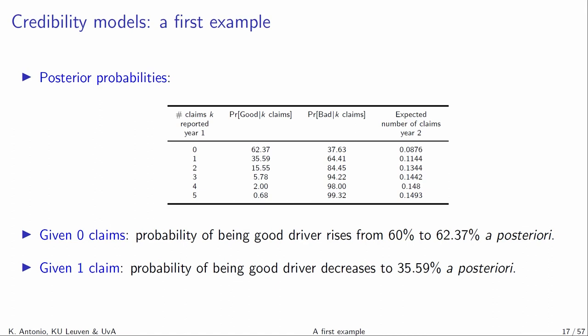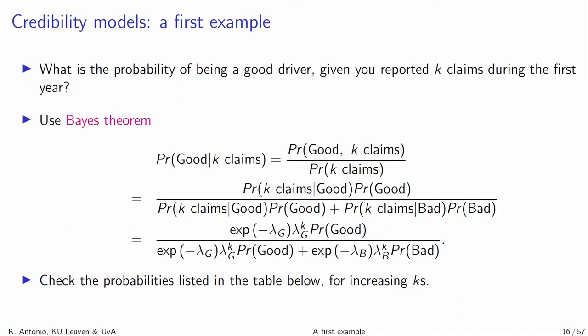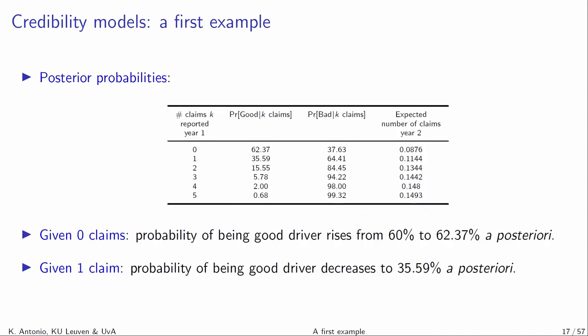So here you see, let's picture somebody who reports zero claims in the first year. So let's say that the K is zero, and let's calculate these conditional probabilities, right? So I have the expression here for being a good driver given K claims, and then of course the complement is the probability of being a bad driver given K claims. So we see that if you reported zero claims in year one, the probability that we're dealing with a good driver increases from 60% to 62%. And if you report zero claims in the first year, the probability of having a bad driver decreases from 40% to 37%.